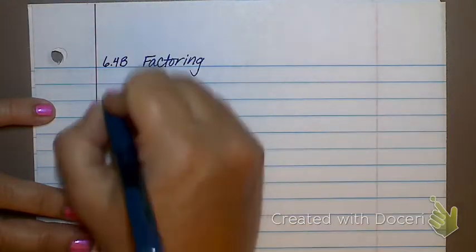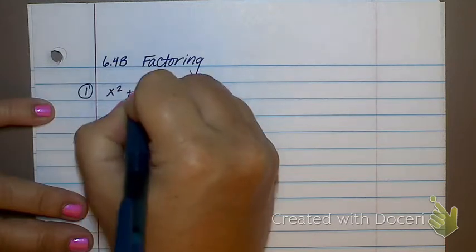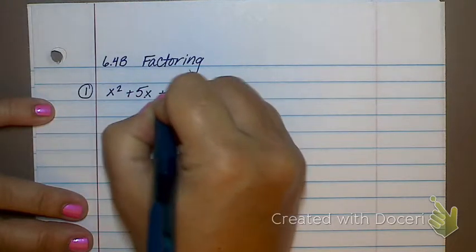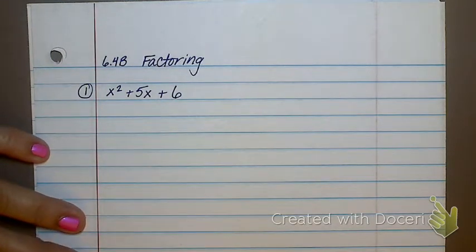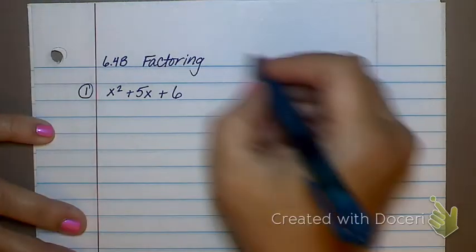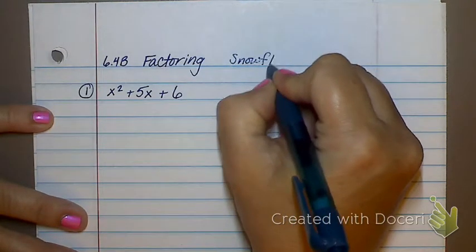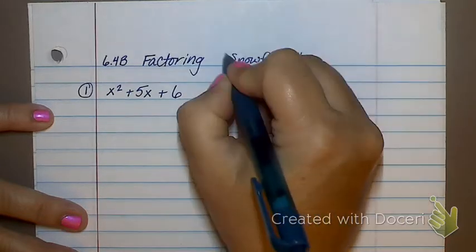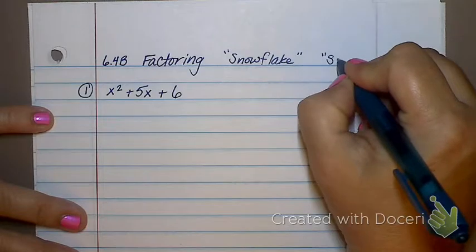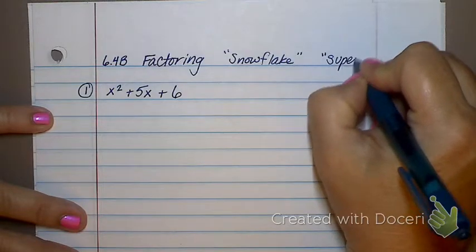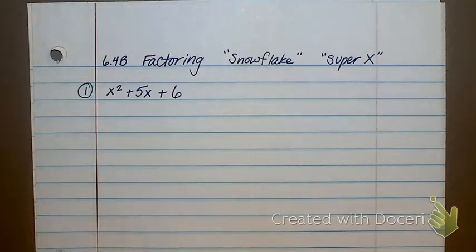Let's do example 1. X squared plus 5x plus 6. So, I'm going to put Snowflake next to this, just so that you know, when I say Snowflake, I mean this method. Is it Super X that the IM2 teachers call it? Maybe you guys can show me how the Super X is different than my Snowflake.